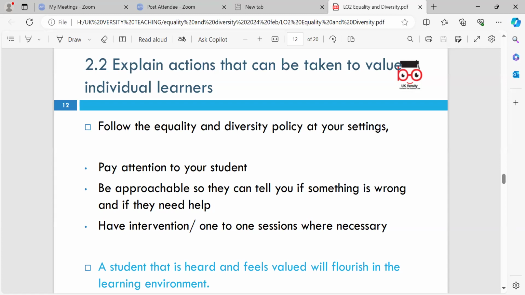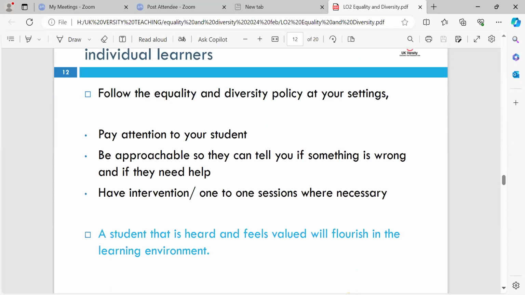I'm sure you have one-to-one sessions with students. Do you think they have an impact on their learning? Have you seen students change through having these tutorial sessions or one-to-one sessions? How do you think it has a good impact on students?